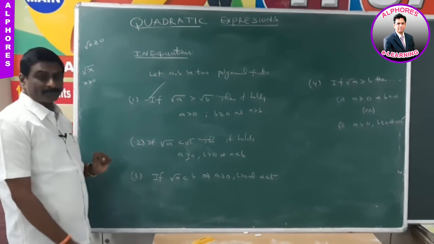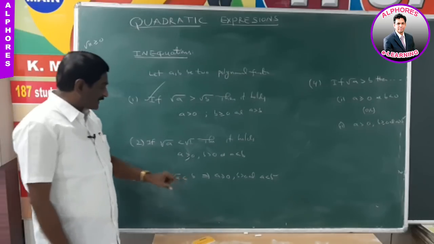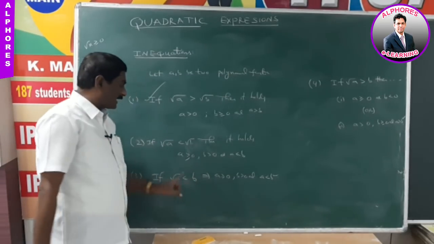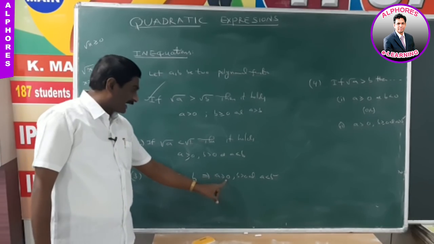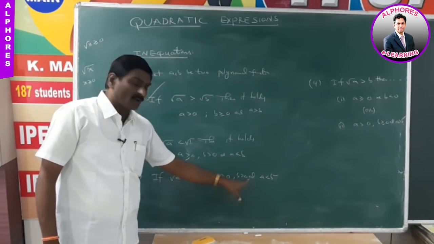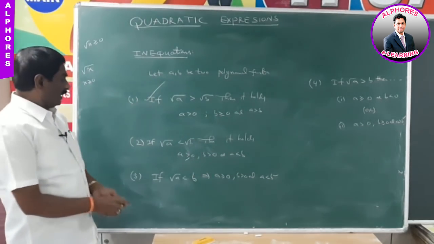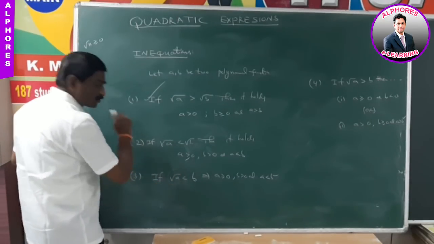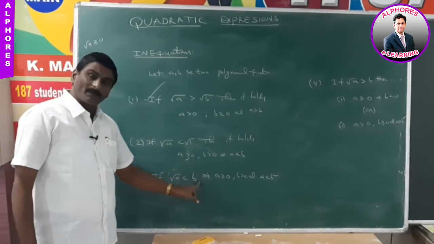Next, third one. If √a < b, then a ≥ 0, b > 0 and a < b². √a is always a non-negative value, so b must be positive.